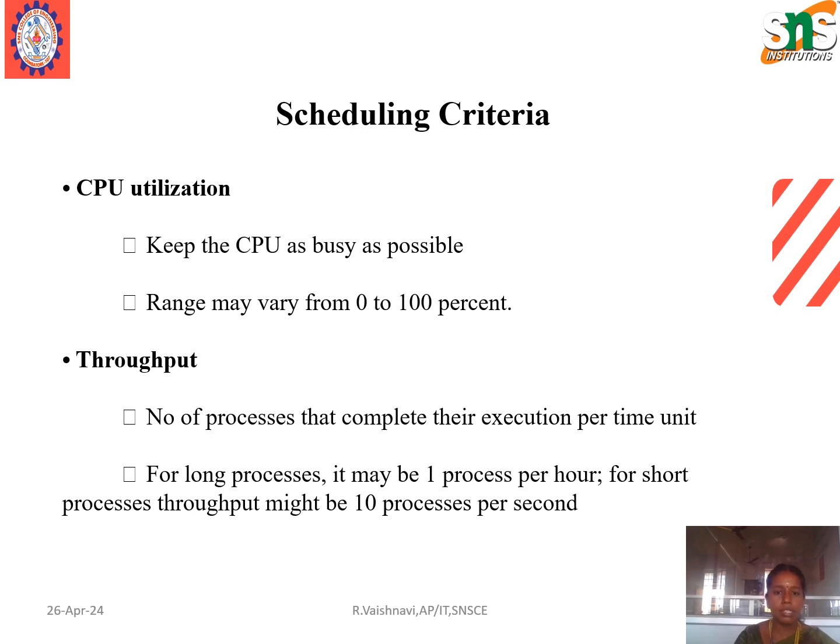Next scheduling criteria is throughput. The number of processes that complete their execution per time unit. For long processes, it may be 1 process per hour. For short processes, throughput might be 10 processes per second.